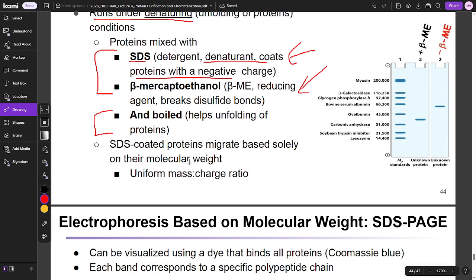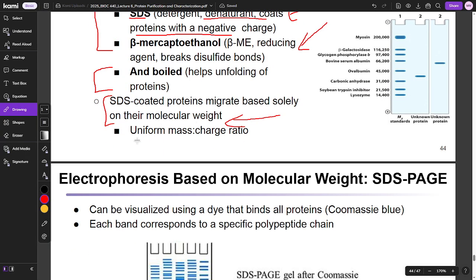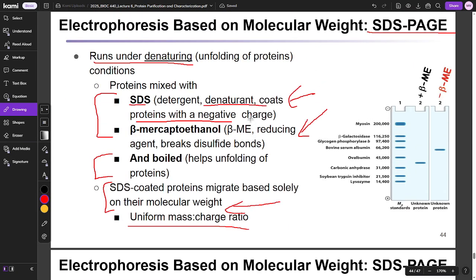And like I said before, if it's coated with SDS, it migrates only based on molecular weight. If it's not SDS coated, it migrates based on weight and charge. The reason is that it has a uniform mass to charge ratio when you apply SDS.